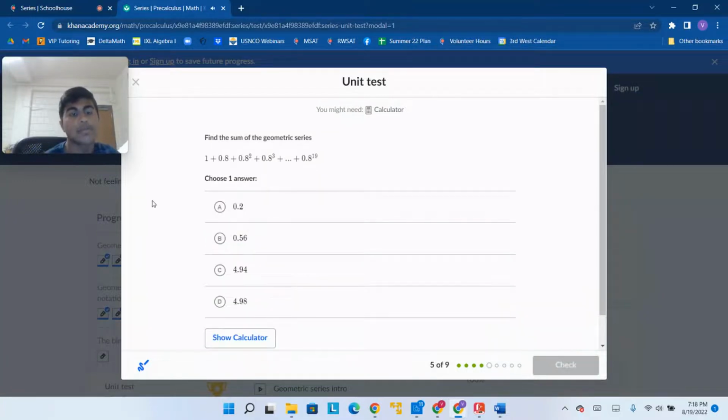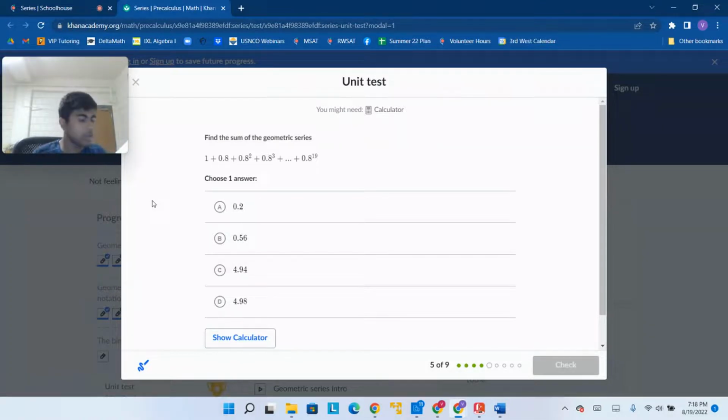Let's keep going. Find the sum of the geometric series. Well, we just saw that you start with 1 here. So then you have 1 minus 0.8 to what? Well, if you're doing it usually, you would do 0.8 to the 20th minus 1. So now 1 minus 0.8 to the 20th over 1 minus 0.8.